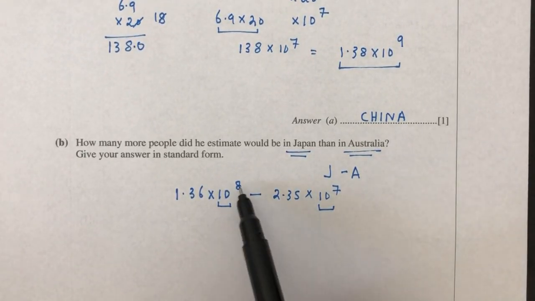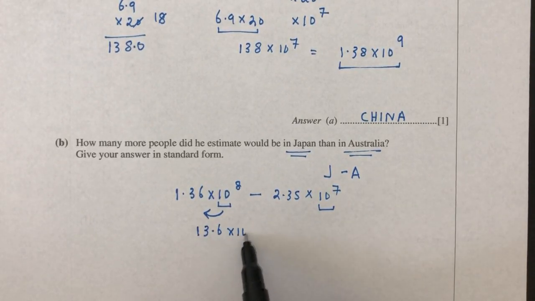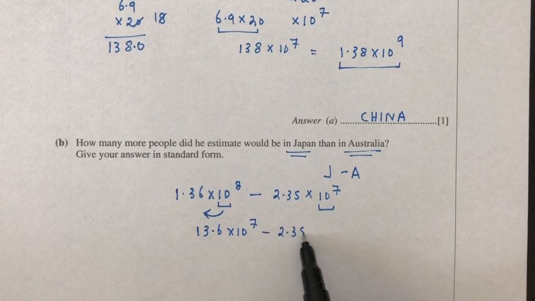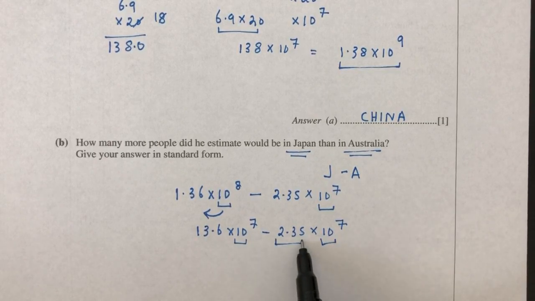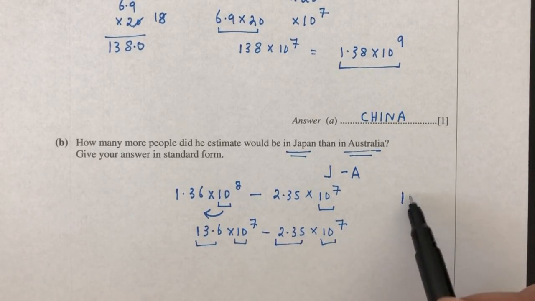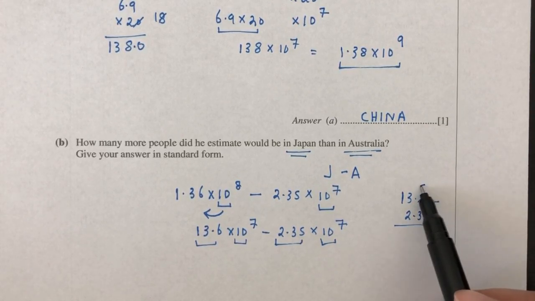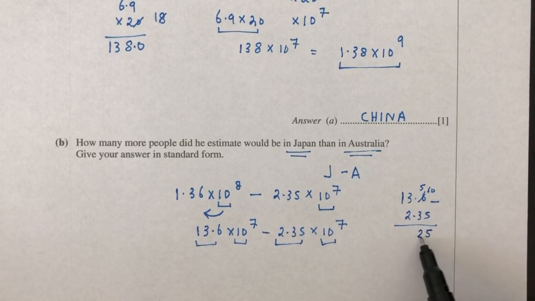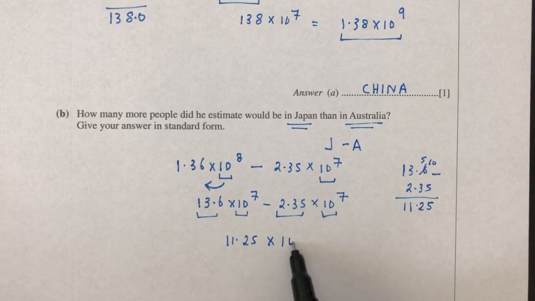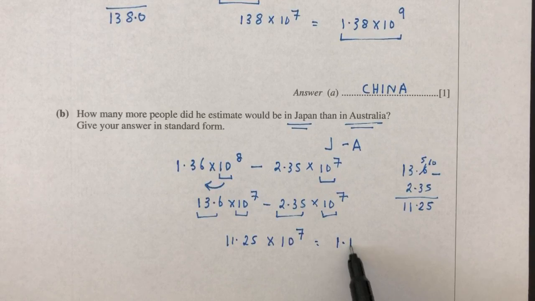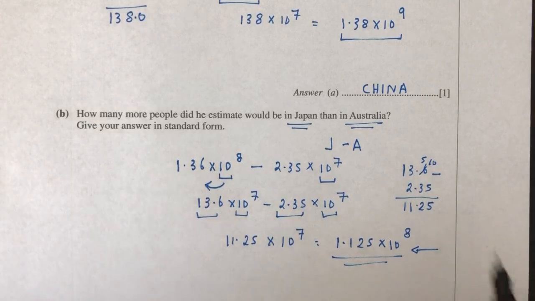So what I can do is convert this to the same power. I can send 1 zero here. That will be 13.6 times 10 power 7 minus 2.35 times 10 power 7. Now the powers are the same, I can just take this and minus this one. So 13.6 minus 2.35 is 11.25, so it will be 11.25 times 10 power 7, which is 1.125 times 10 power 8. So this is your answer for part B.